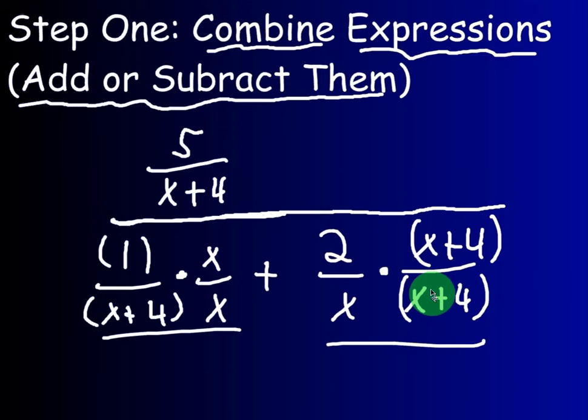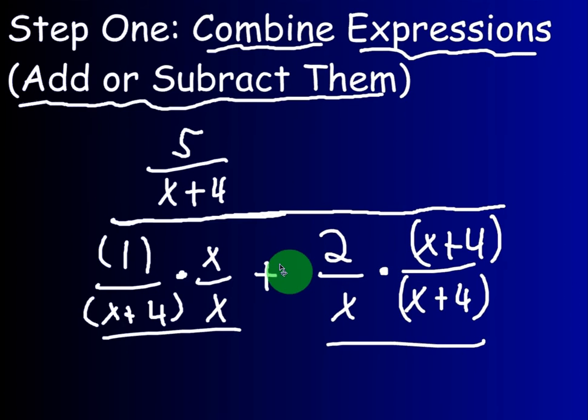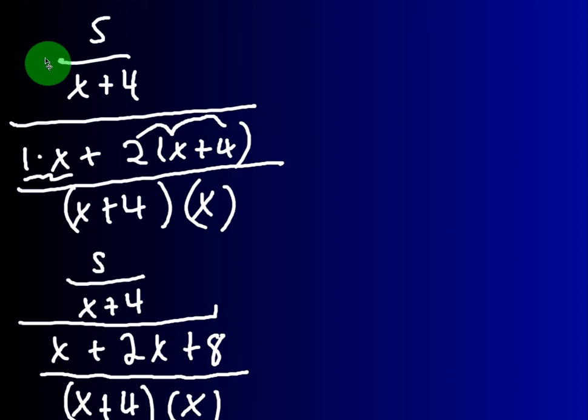So to combine those two on the bottom, let's go back and take a look. We need to find the LCM of these two things. So really, the LCM is just x times x plus 4. In other words, each fraction needs to borrow the other's denominator. So I'm going to multiply the left by x over x and the right by x plus 4 over x plus 4. Just like that. Okay? So that will become 1 times x plus 2 times x plus 4 on top, divided by a common denominator of x plus 4 times x.